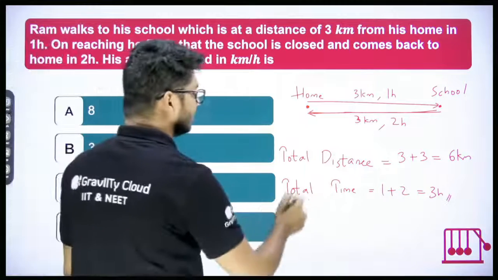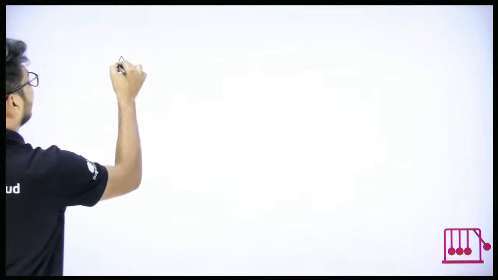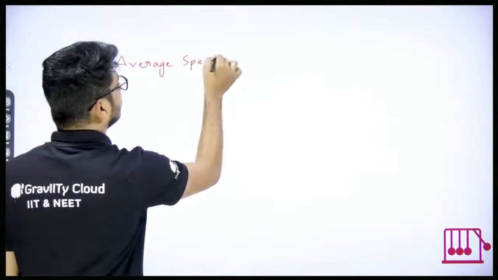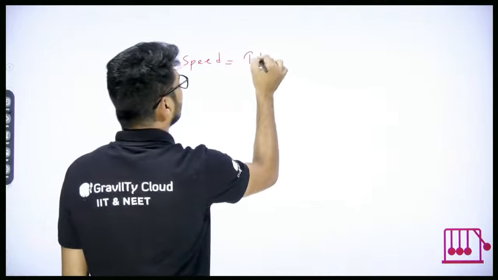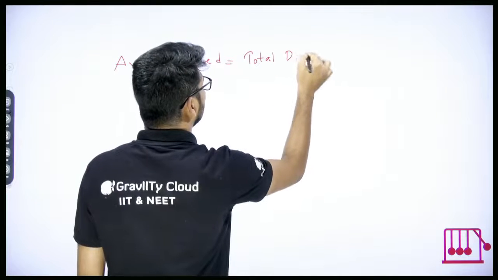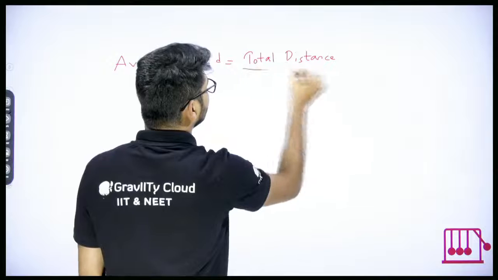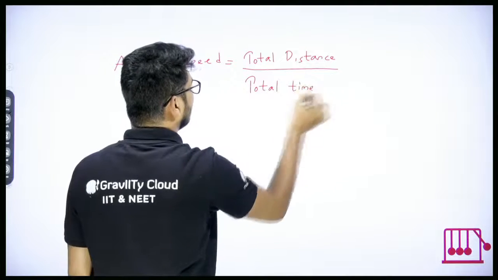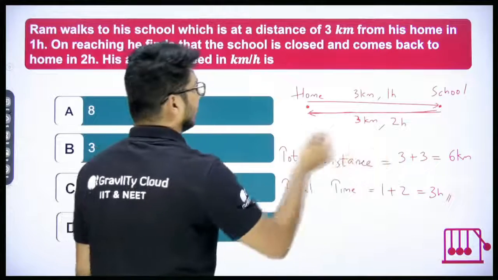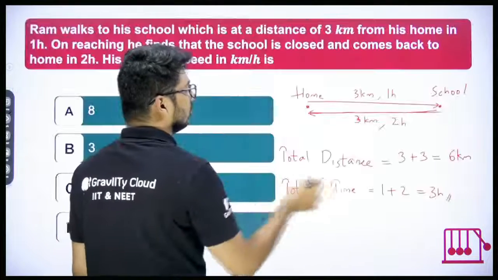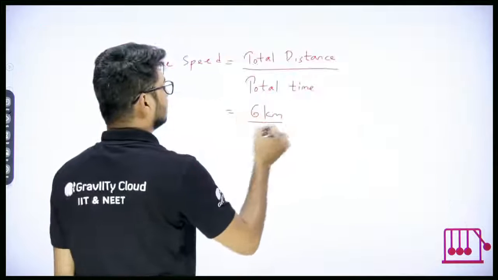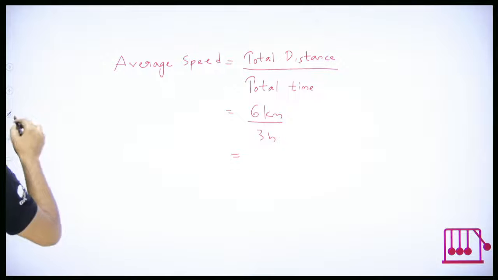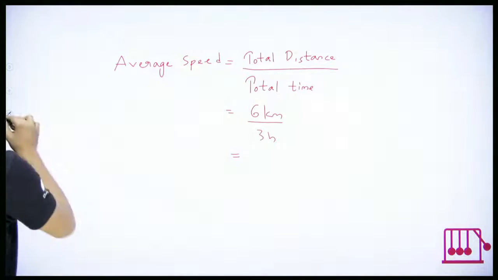You have total distance, we have total time. So then average speed is equal to, what is the formula? Total distance by total time. Total distance we got as 6 kilometers. Total time we got as 3 hours. So 6 by 3. What is 6 by 3, everyone?